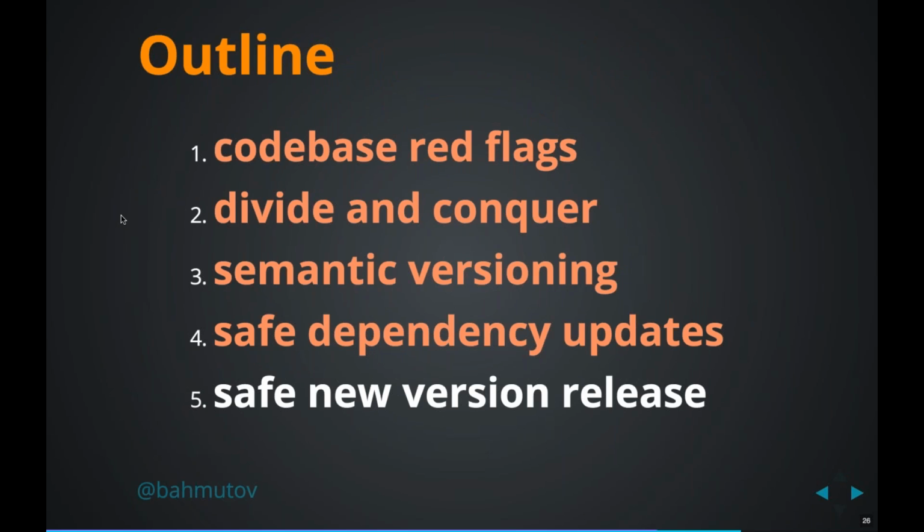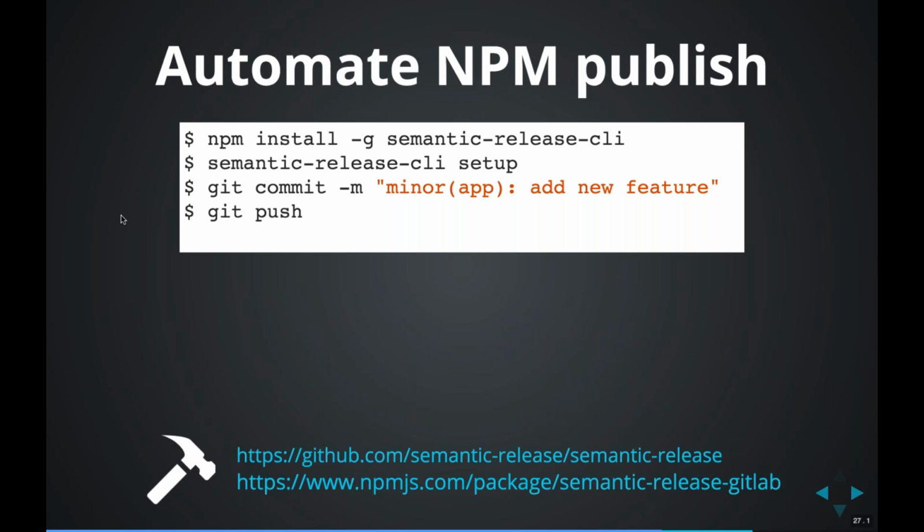We still have to talk about how to safely release new versions so that your software doesn't break everyone who uses it. And for that, I use a great tool called Semantic Release. This is a tool from the people who wrote greenkeeper.io. It's a single line installation. When you run Semantic Release CLI setup inside your project, you just have to answer a couple of questions. It basically just grabs your GitHub and NPM tokens, so it can release on your behalf.